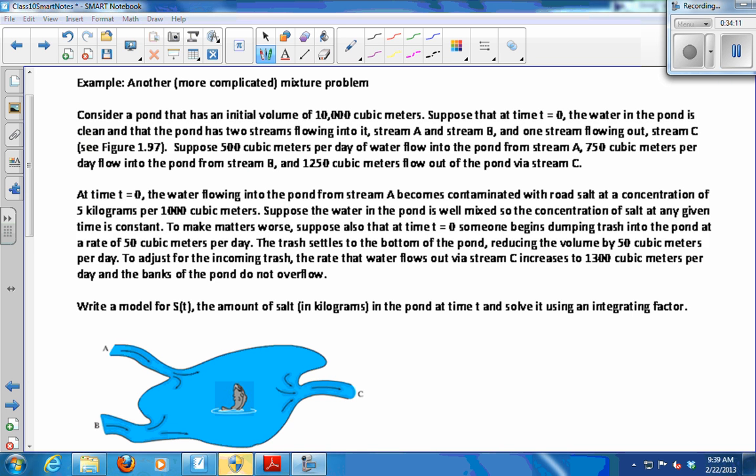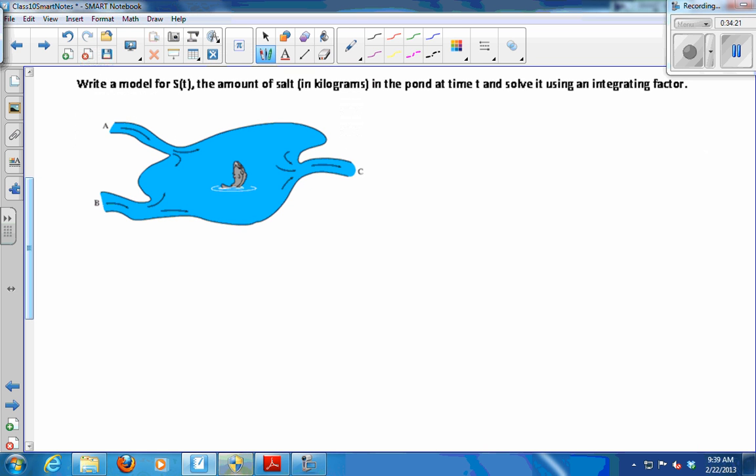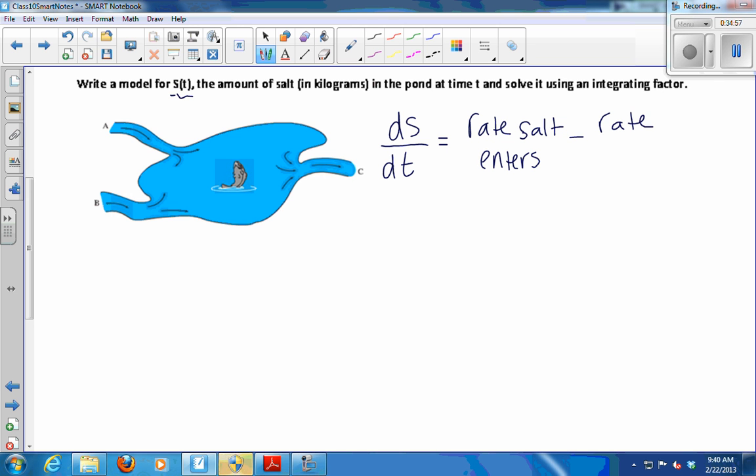All right, so we want to write a model for S of t, the amount of salt in the pond at time t. And then if you want, on your own later, you can solve it by using an integrating factor. Okay, so S of t, the amount of salt. I'm going to write a differential equation, dS/dt. The rate at which the amount of salt is changing in the pond would be equal to the rate salt enters minus the rate that salt leaves.